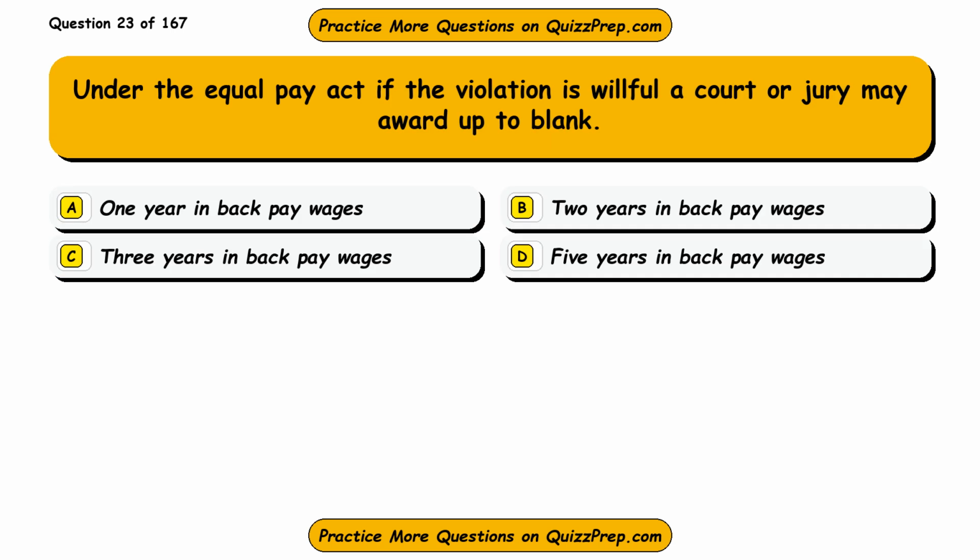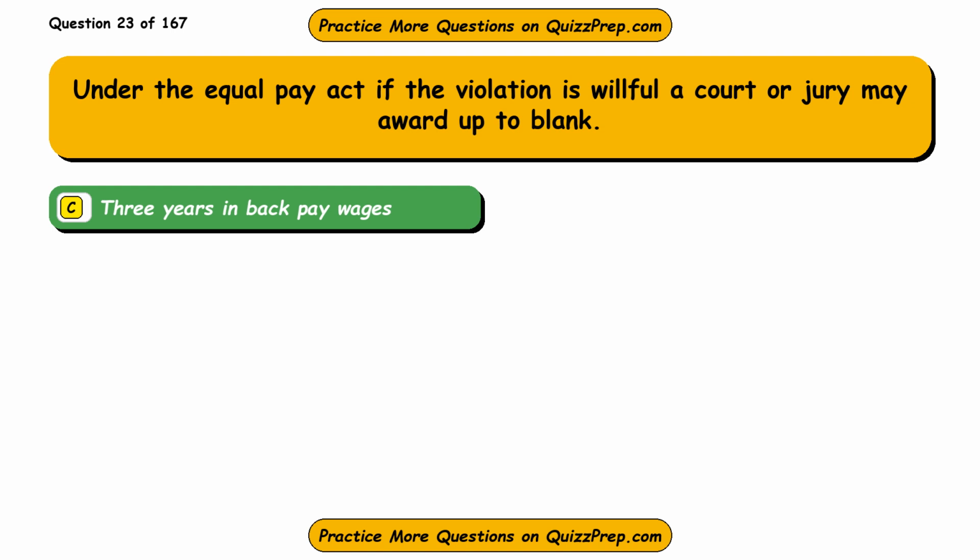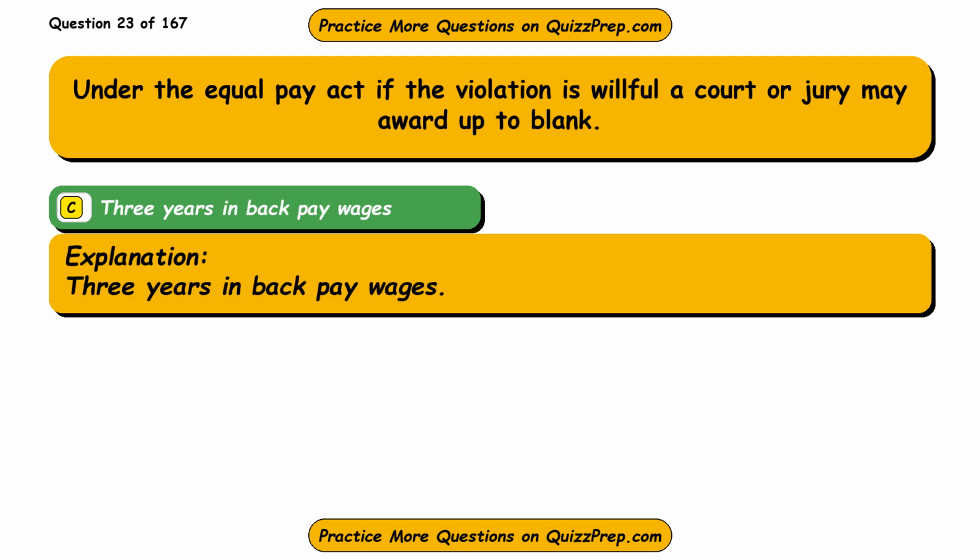Question 23. Under the Equal Pay Act, if the violation is willful, a court or jury may award up to blank. Option A, 1 year in back pay wages. Option B, 2 years in back pay wages. Option C, 3 years in back pay wages. Option D, 5 years in back pay wages. The correct answer is option C, 3 years in back pay wages. Question 24.